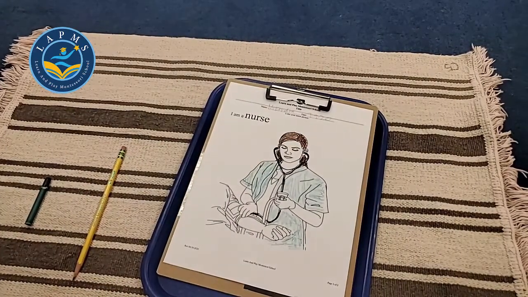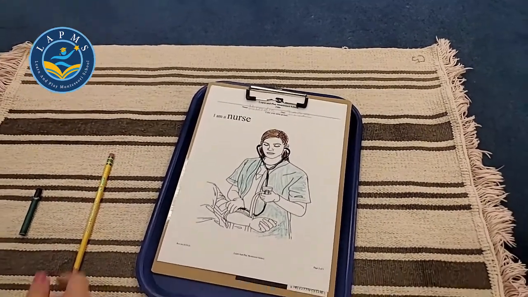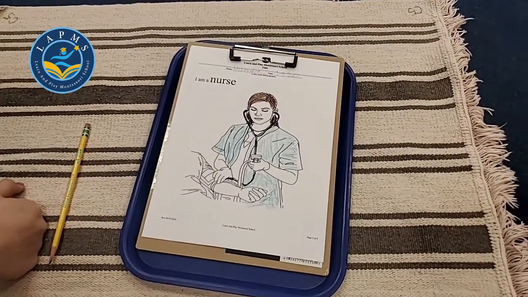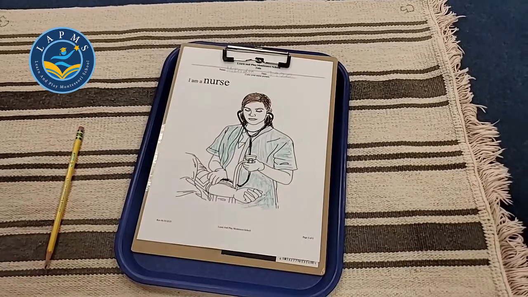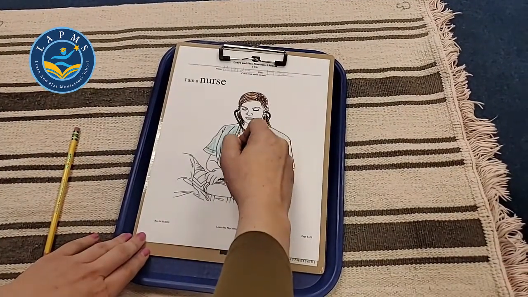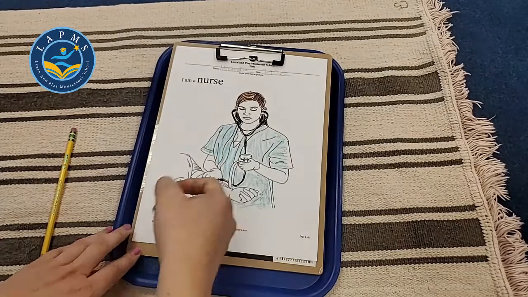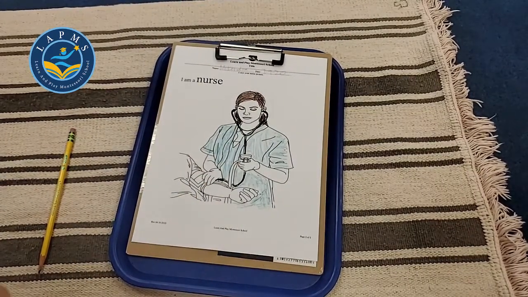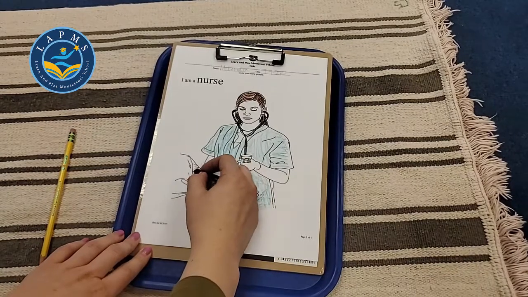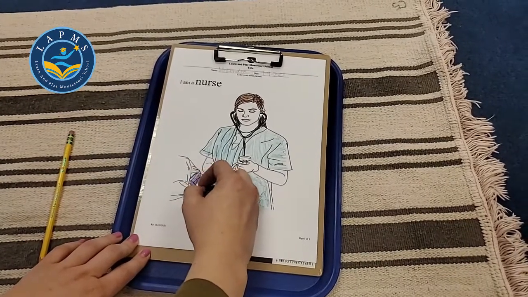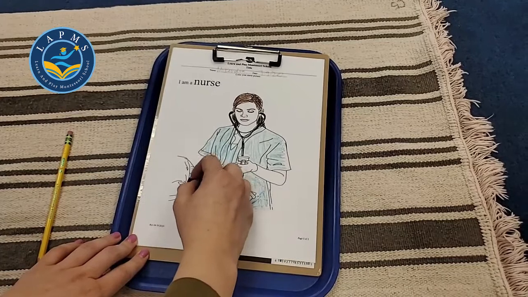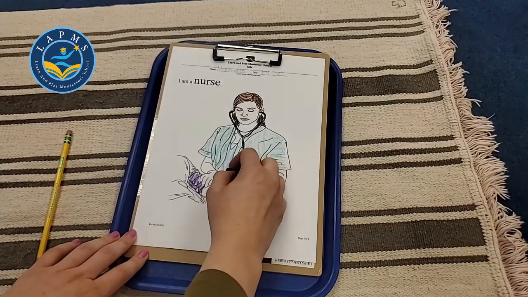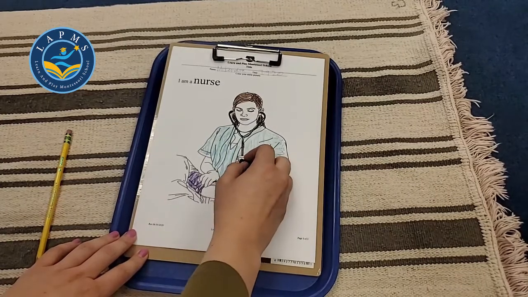So if we feel scared, who's going to help us? Our nurse can help us, right? Mommy and Daddy can help us. And our nurse can help us too. Isn't that nice? Yeah, and here, what is she doing? She is taking his blood pressure, right? She's seeing how well his heart is pumping blood around his body.